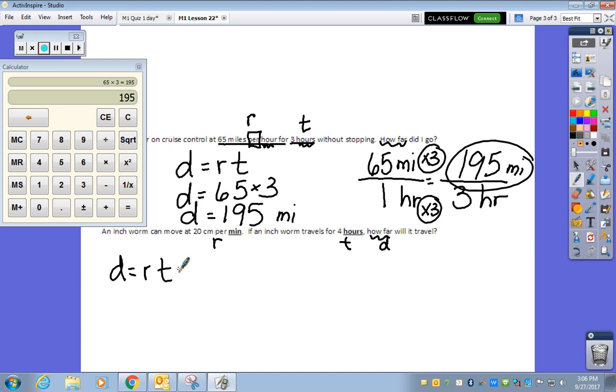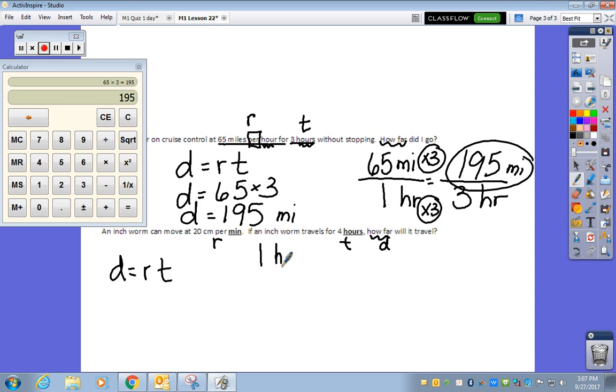However, the big difference with this problem is that our units don't match in our rate and our time. Here we're talking about minutes, here we're talking about hours. So something that's important here is, once again, they have to match. I can't change the rate of speed at which they're going, but I can convert the time to match the unit used in that rate. So I can turn 4 hours into minutes.